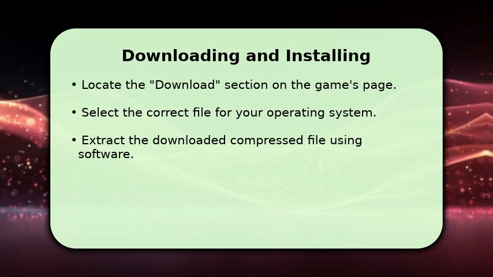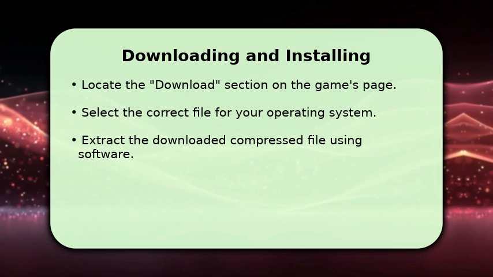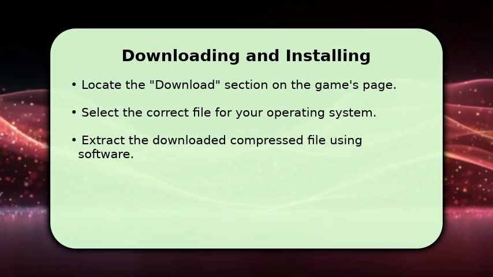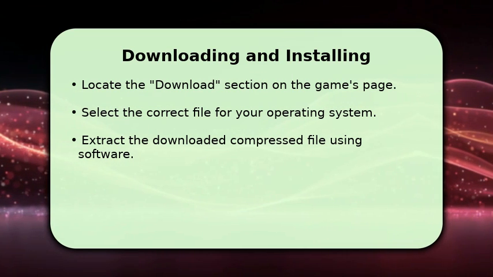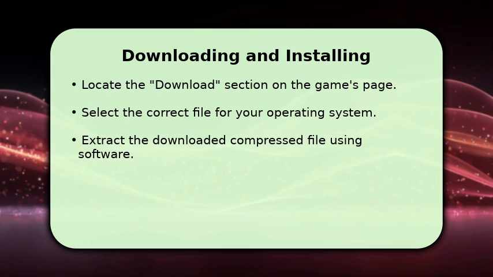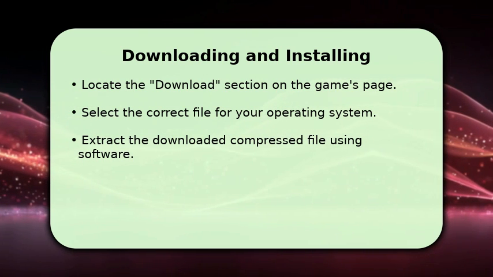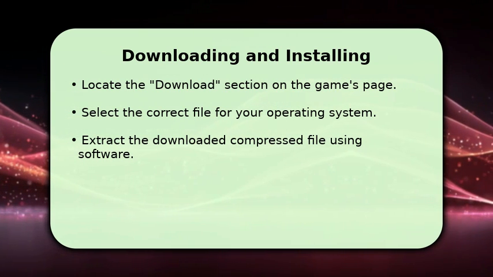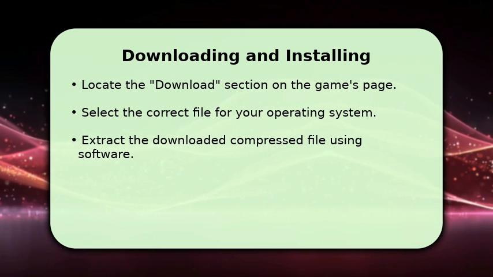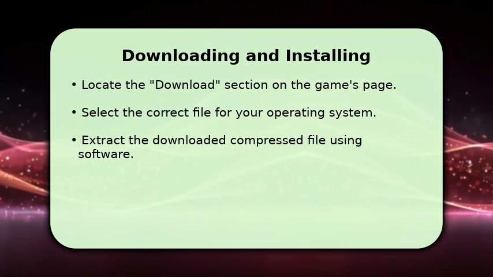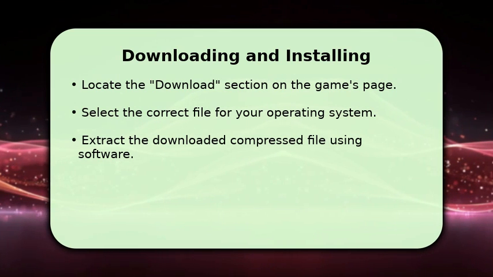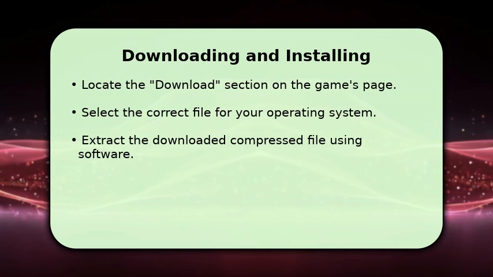Here, you must select the correct version for your computer's operating system, such as Windows, Mac OS, or Linux. After downloading, you will likely receive a compressed file, often a zip or RAR archive. Use a file extraction program to unpack it. Finally, locate and double-click the main executable file, usually ending in exe on Windows, to start playing.